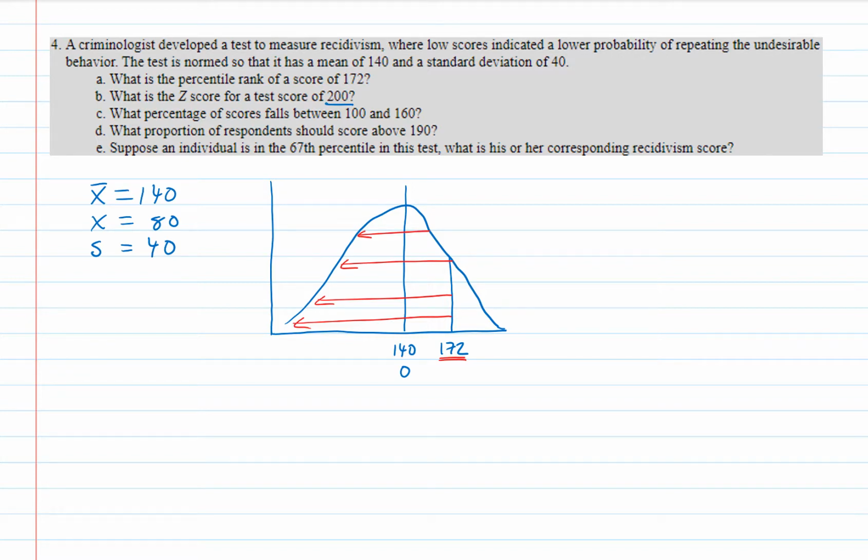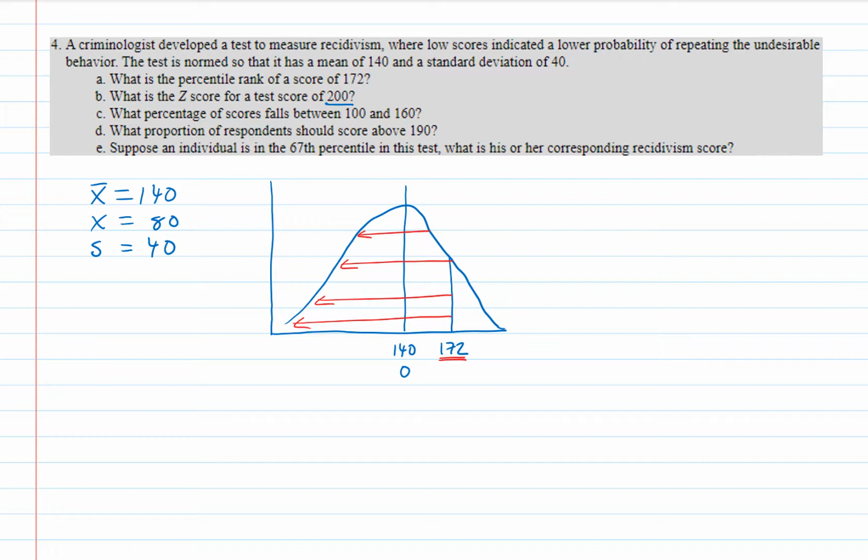So what do we need to do? Well, the first thing is we can't use these raw scores because the table doesn't give us the answer that we need. What we have to do is convert this raw score into a z-score and then just look up the value in the table. So let's take a look at that.